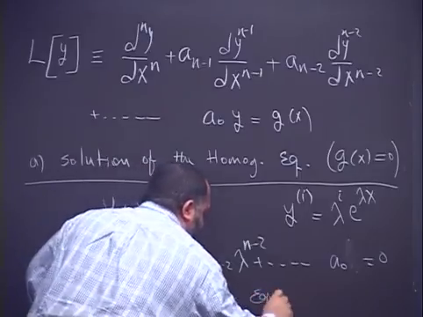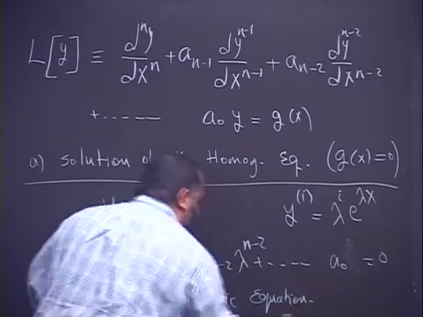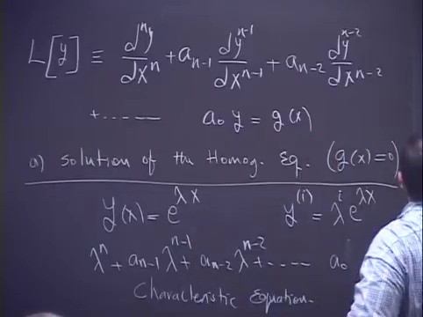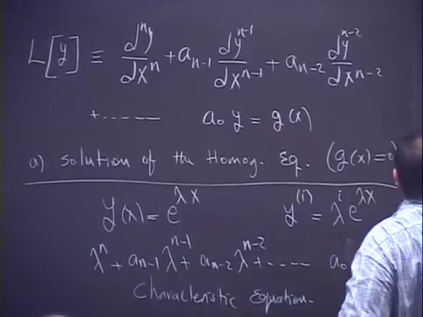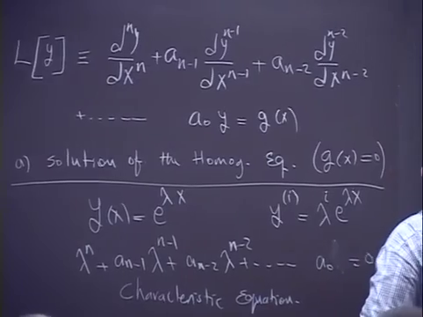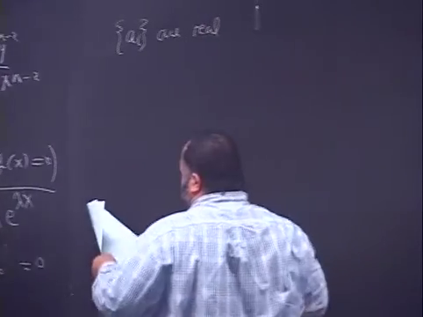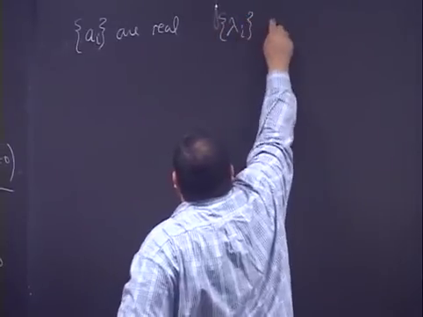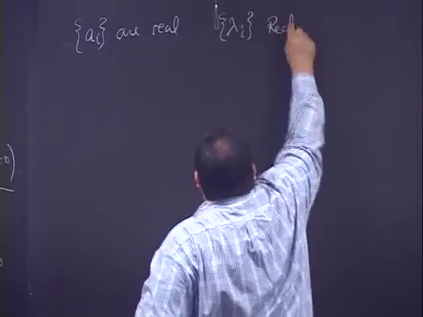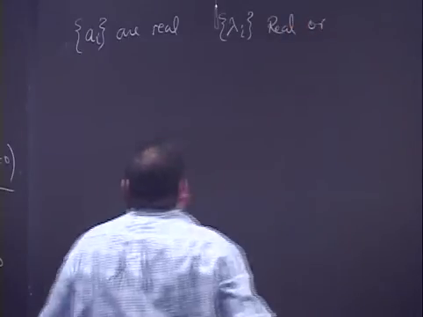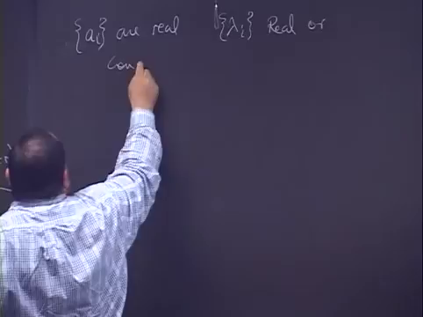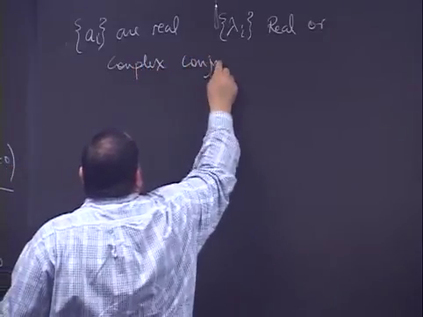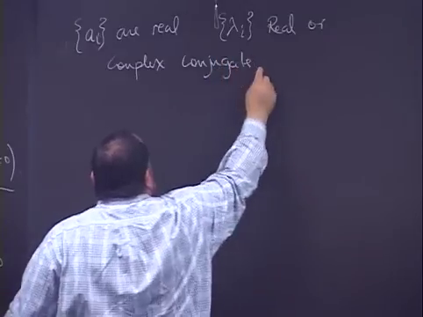Then we know from the theory of polynomials that if the a_i's are real, then the lambda_i's will be either real or complex conjugate pairs.